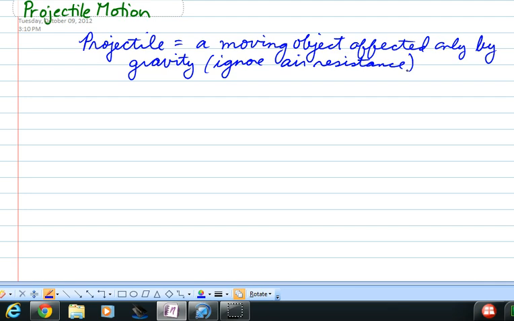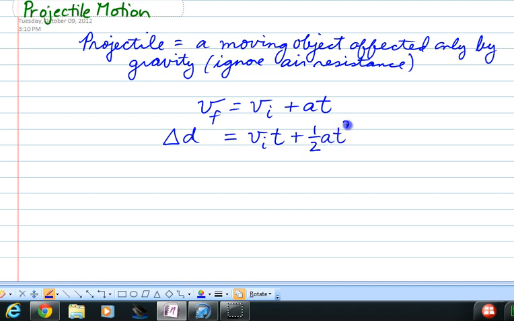Okay, and in order to analyze projectile motion, we need to start with what we already know. We already know that final velocity is equal to initial velocity plus acceleration times time. And we already know the distance equation, that a change in distance is initial speed times time plus 1/2 times acceleration times time squared. We already know this. So what we need to do is try to apply this to projectiles, so to the x and y directions.